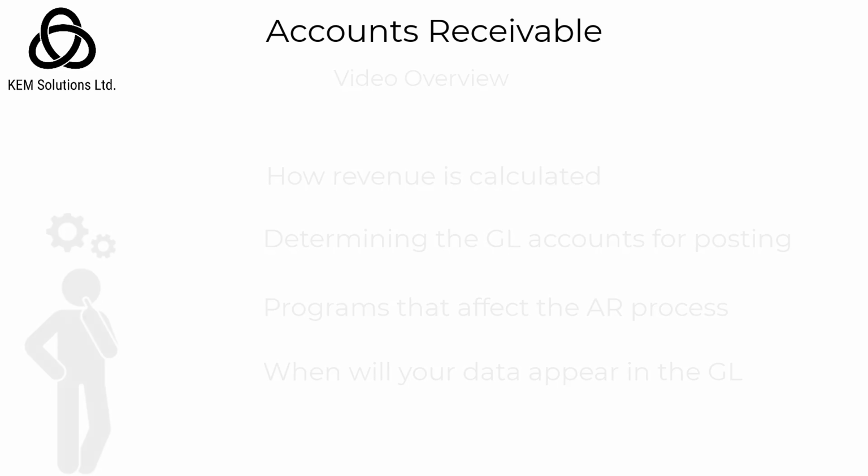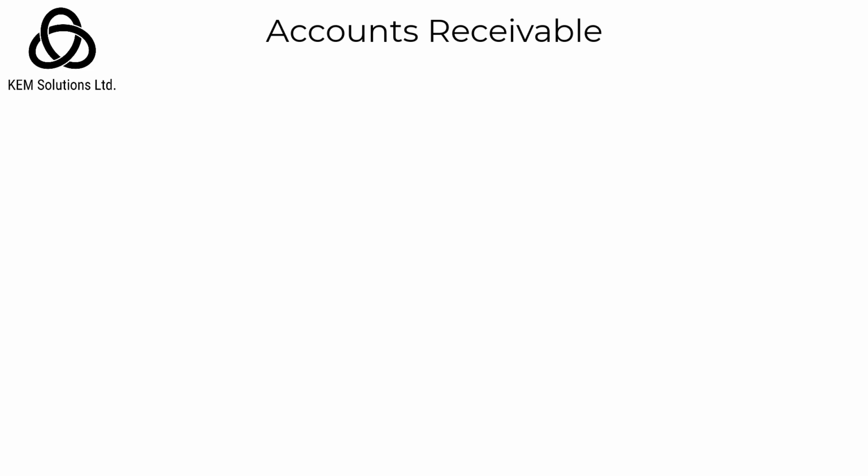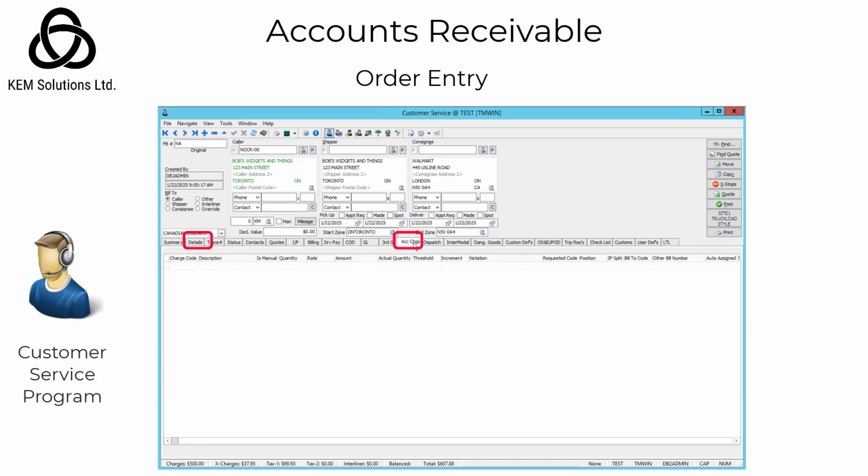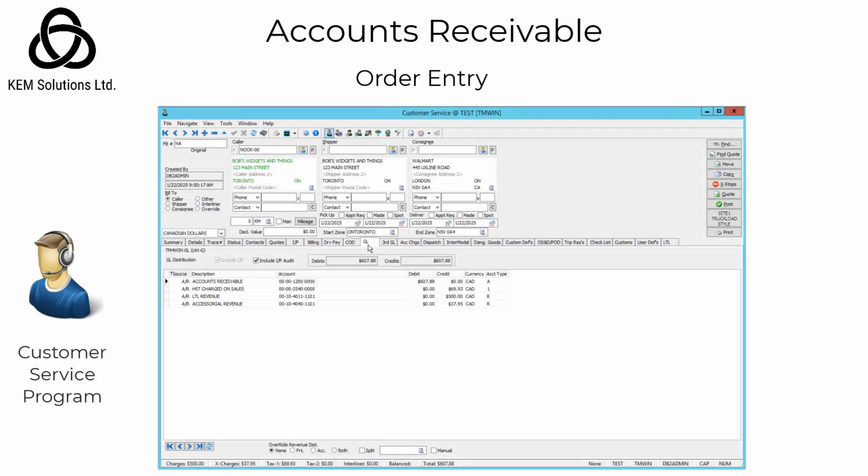Let's start with a bird's eye view of how AR data flows through the system. Accounts receivable data begins in the customer service screen. This central hub contains key information that feeds into various back-office areas. Once a load is entered with a bill to code and a rate, whether in the details section or the accessorial section, the system determines which GL accounts to allocate this revenue to.